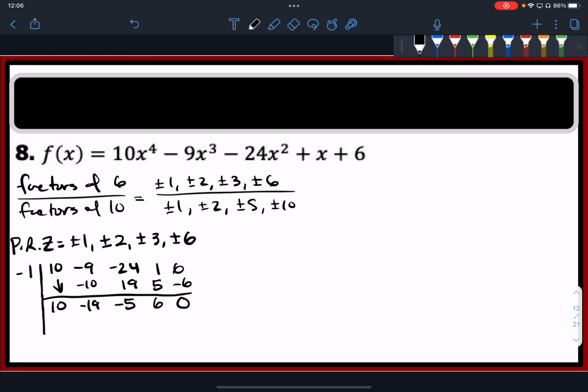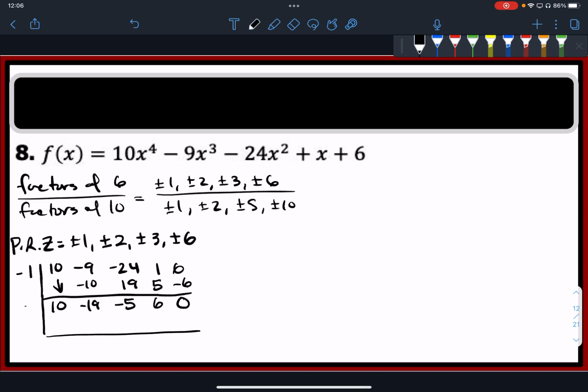Now, I want to do this again because this factor here is 10x to the third power. So we would have to do grouping in order to find the greatest common factor, and I don't want to do that. I want to simply test a different value there. Well, we know for a fact that positive 1 doesn't work, so I'm not going to try positive 1 again. I can try negative 1 one more time. Maybe negative 1 has a multiplicity of 2.